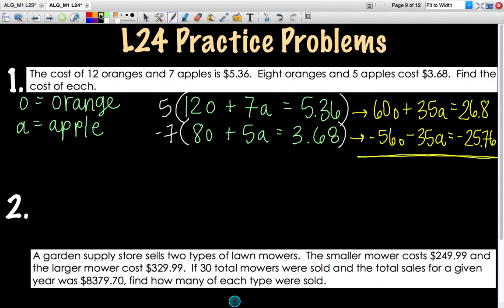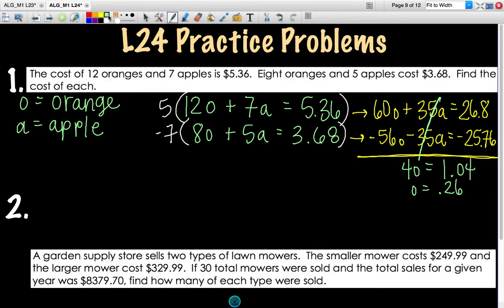So if you now look at my system, since I had to multiply both equations, I am in the position to cancel out my A's. 35A minus 35A is gone. 60 minus 56O leaves me with 4O equals 1.04, divided by 4, O equals 0.26. So an orange is going to cost me 26 cents.